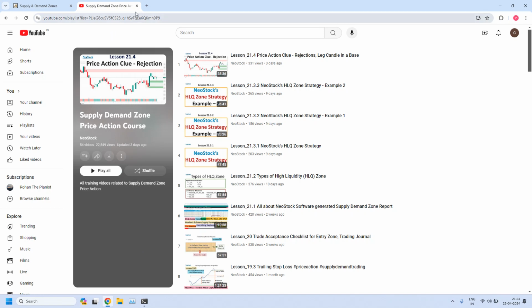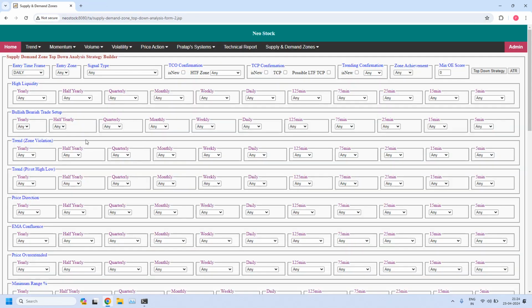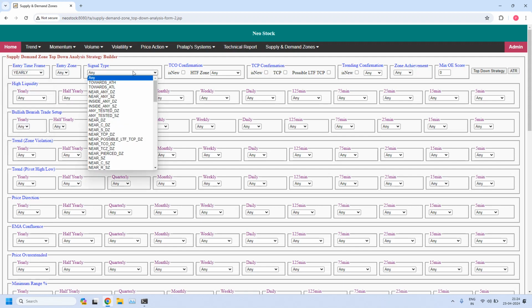Now let's get into the report generation. And let's start finding the stocks near yearly time frame. Mostly you don't find stocks near yearly and half yearly time frame, but anyway we will verify. So I am selecting the time frame as yearly time frame, and let us find the stocks near yearly demand zone.